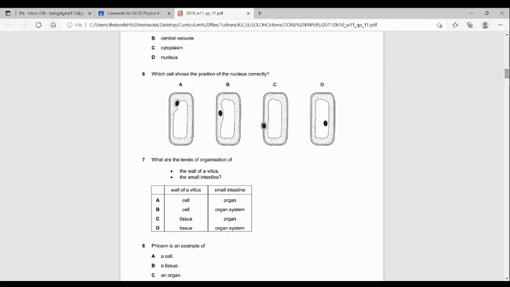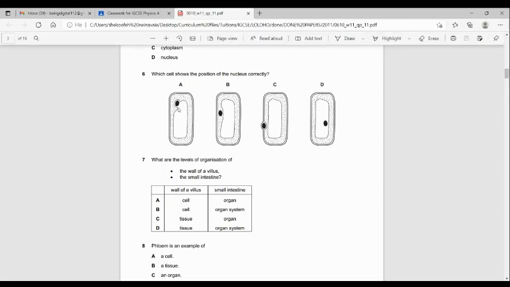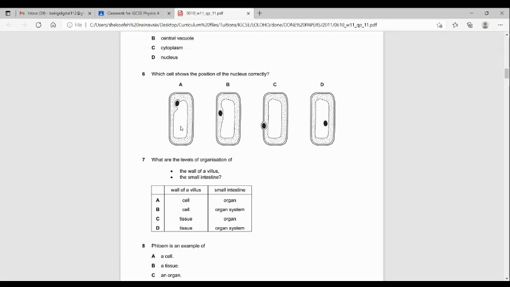Question number 6, which cell shows the position of the nucleus correctly? So let's see again, just review. This is a plant cell, and around it the external wall is called the cell wall. Then after that, this second layer is the cell membrane. Then this part, which is a grayish color and has some darker spots in it, is the cytoplasm, the liquid that all other organelles are floating in. Then after that should be a nucleus.